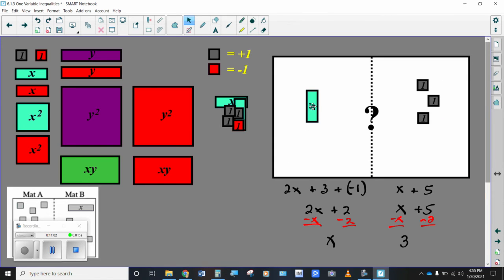If x is equal to 10, then Maria's right. Mat A is greater than mat B. But if x were equal to 1, then 1 is less than 3, so that means that Garth's side would be greater, mat B would be greater.